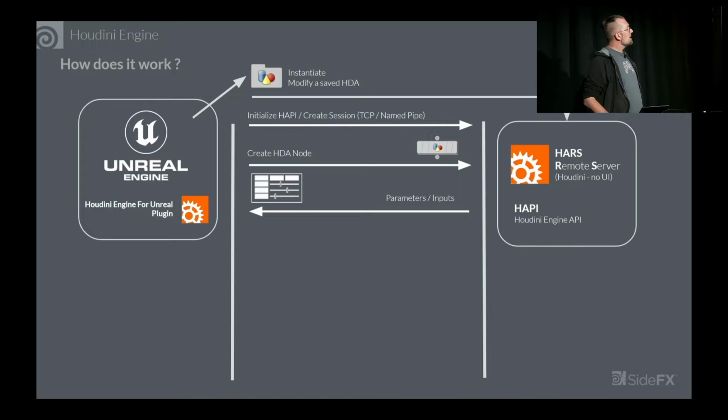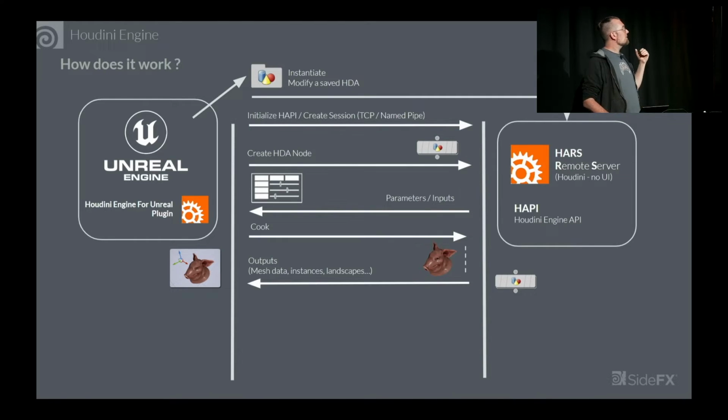Once we've created the session, we can now talk to Hapi, the no-UI Houdini, and ask it to create the node that you just instantiated in Unreal. So inside Hapi, we have that exact same node. We can then ask for the parameters and inputs that we then display in Unreal. Next, we ask for a cook, which is executing the graph on the Houdini side. We wait a little bit, then we ask for the output of that HDA that we can then introduce in Unreal.